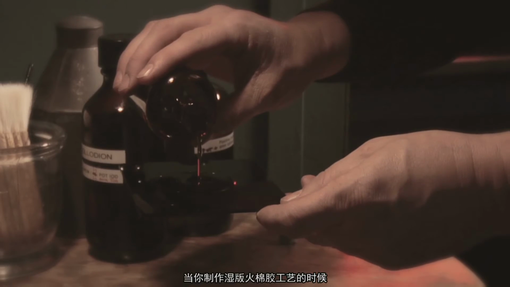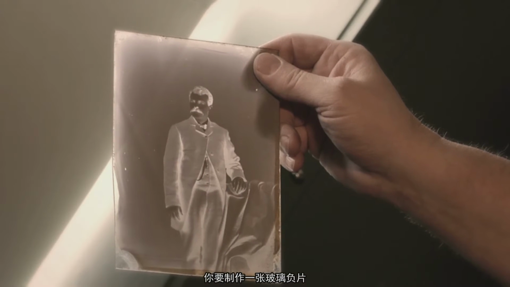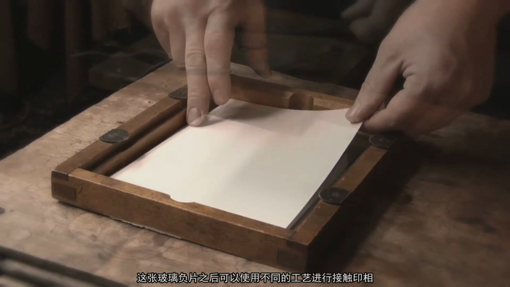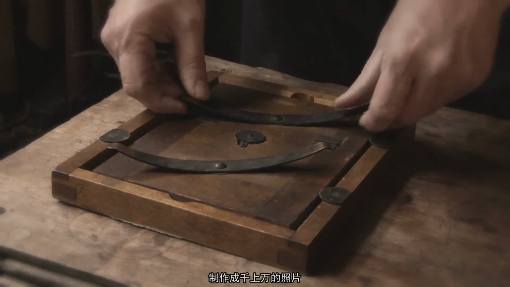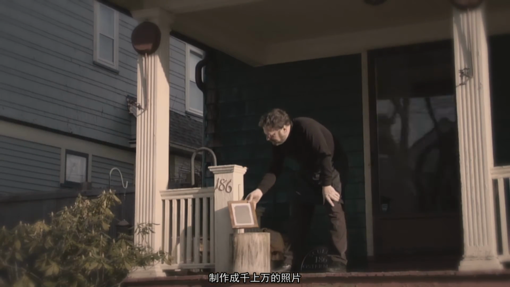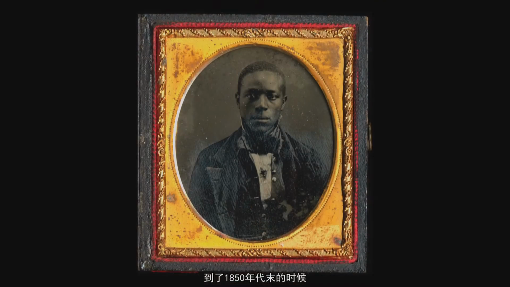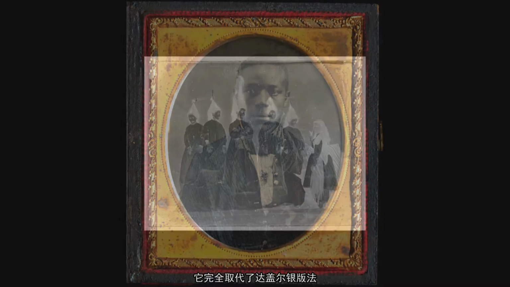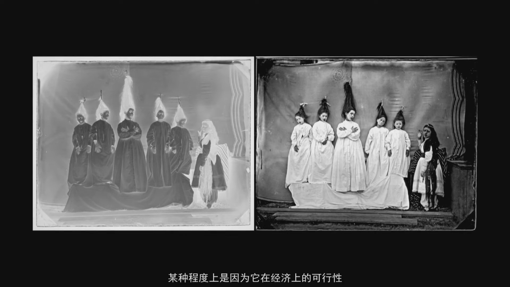When you do the wet plate process, you make a glass negative, and that glass negative can then be contact printed onto various printing processes and make thousands and thousands of prints. By the time you get to the late 1850s, it really replaces the daguerreotype. The positive-negative process won out, in part because it was more economically viable.